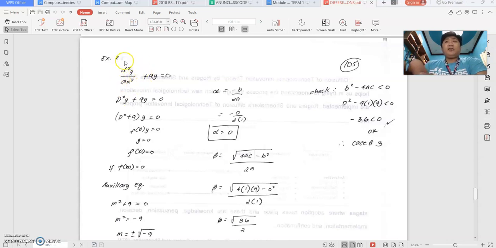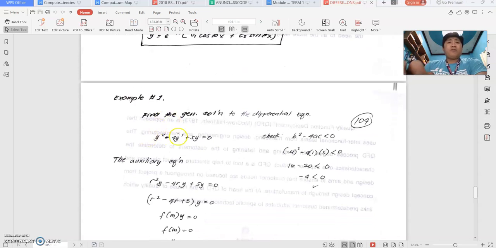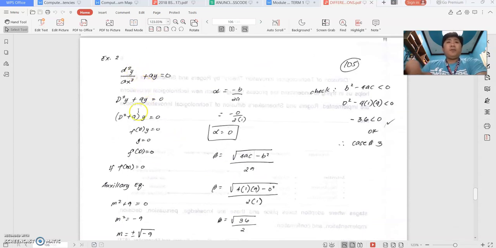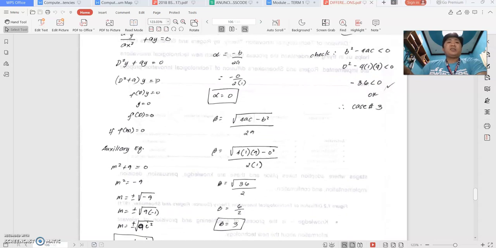Since this is second order, we represent the second order as squared. So this is our A, the y double prime. We don't have y prime here, like in the first example, and y prime represents our B. So our B, we assumed as 0. And we have our C since it is not derived. This is our C. So you just get the auxiliary equation.